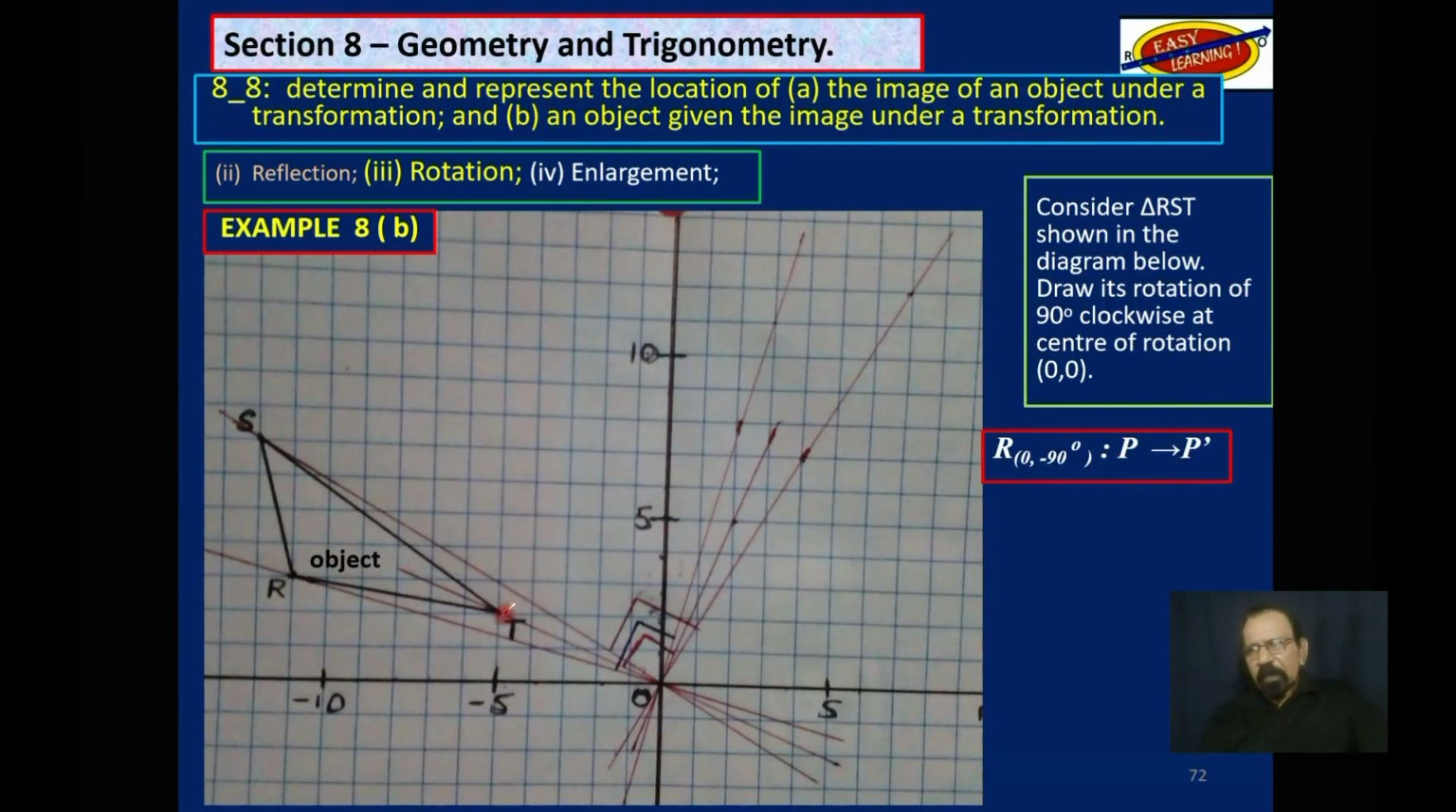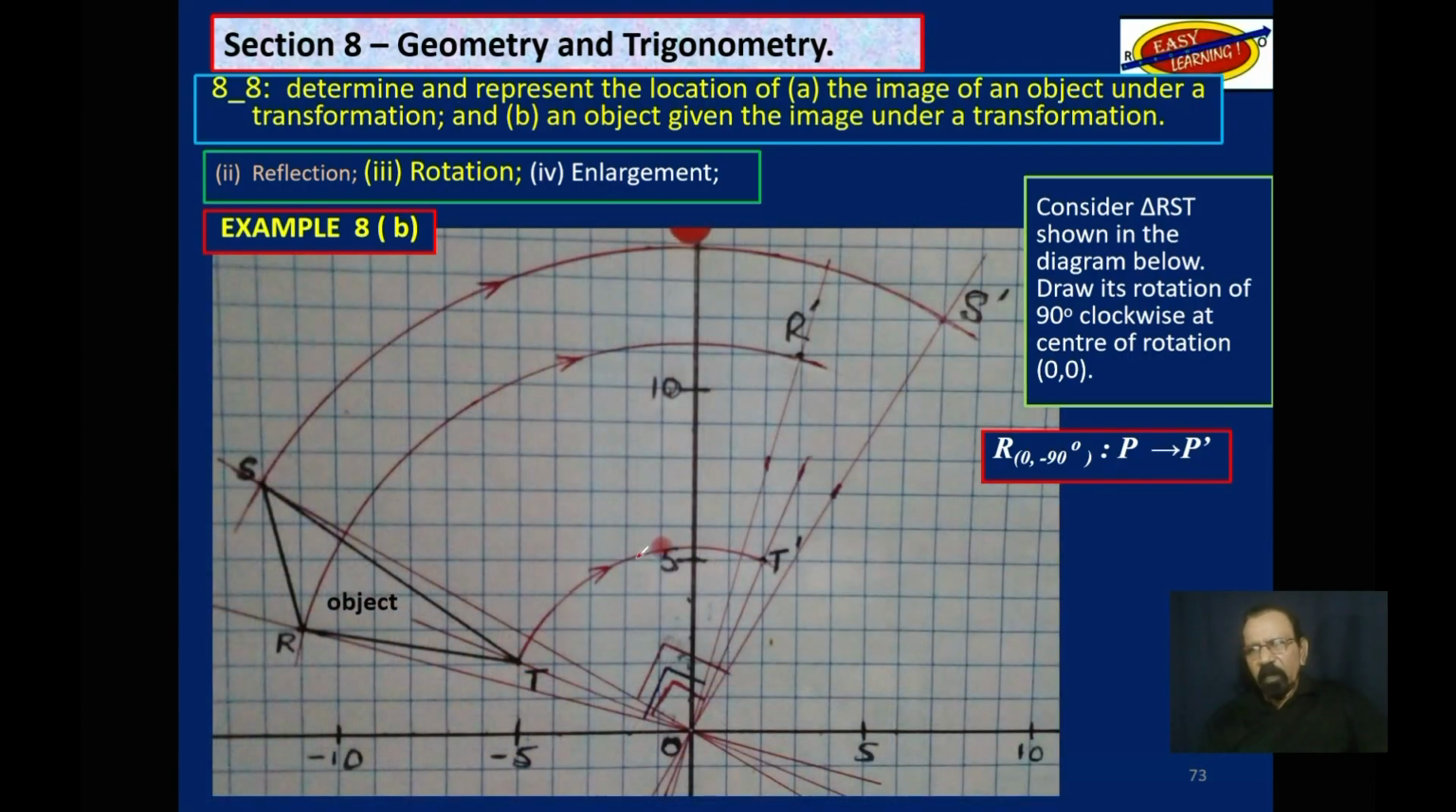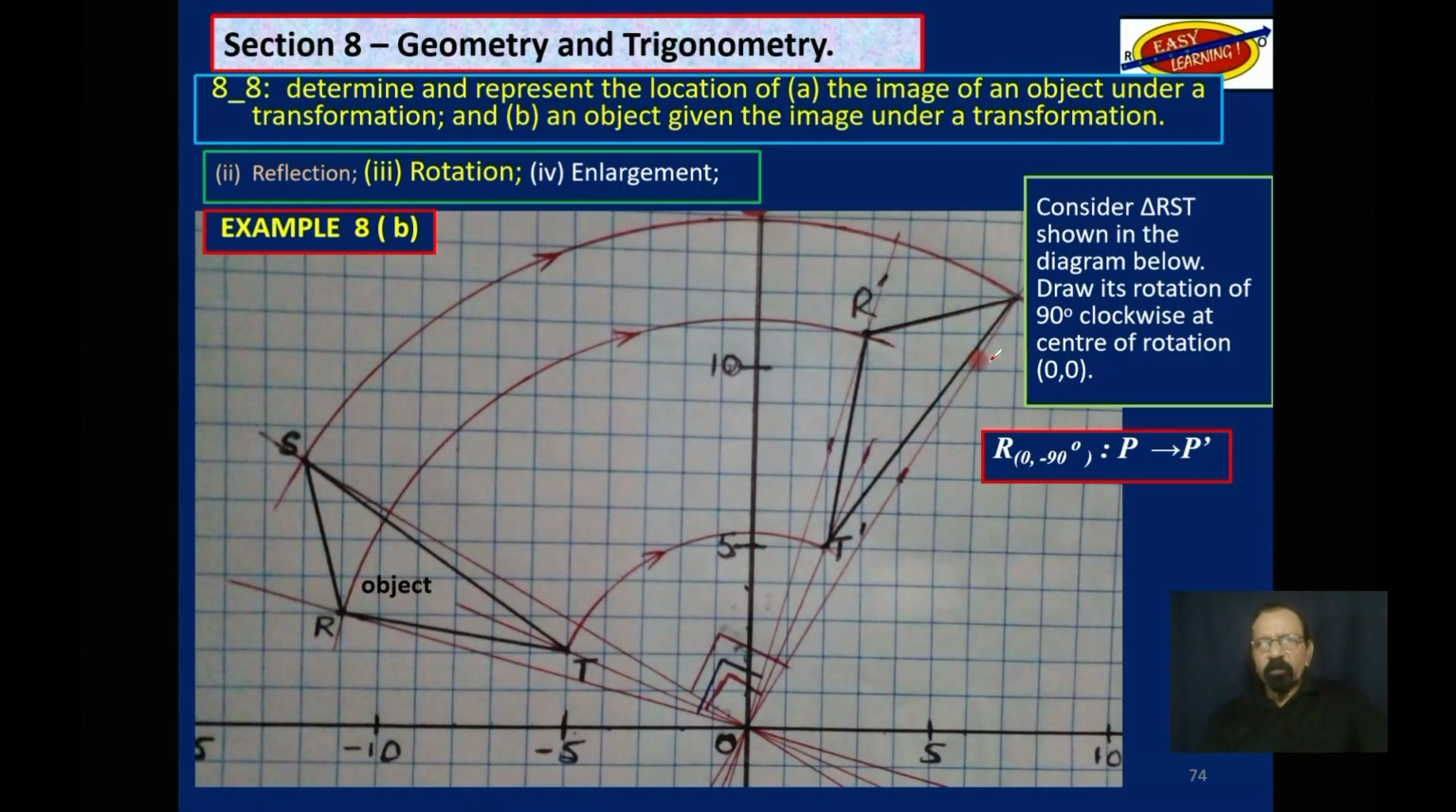Now that you have that, draw arcs from T, R, and S to touch the respective 90 degrees on this side. And this is what you get. This T would be there, the middle one. This R will be here, the one on the left, and this S would be the one on the right of T, to be S prime. You have those, you join the image, and so this is the image that meets those conditions.